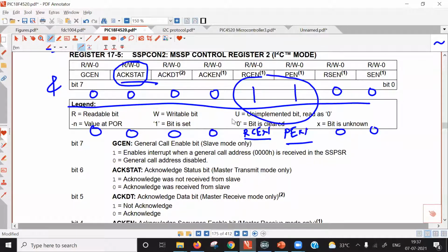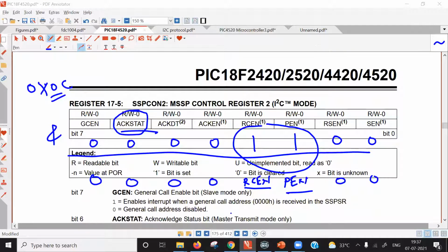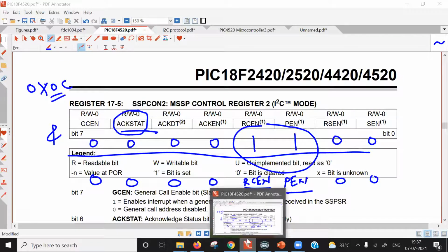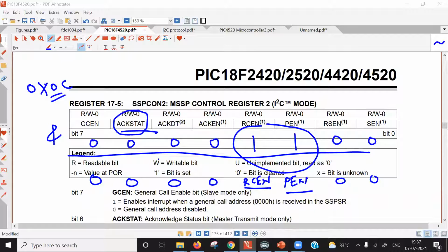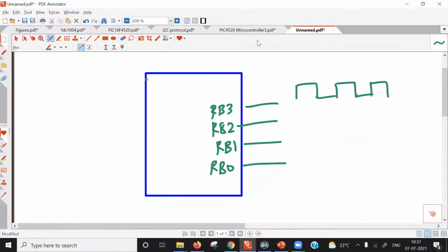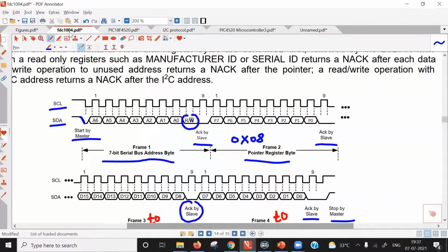What is the meaning of repeated start? Basically, in repeated start, in the timing diagram, there is a very small change. There are some peripheral devices which require that kind of start. Whenever you want to perform multiple read or write operations in sequence, some peripheral devices do not support the conventional start condition. And in the timing diagram, there are only small changes.